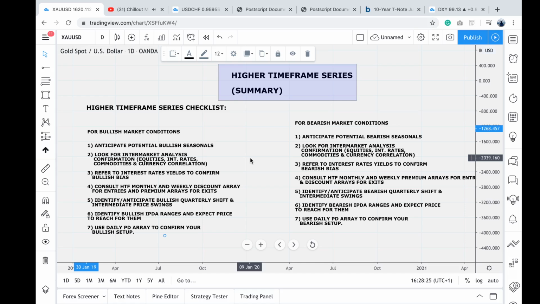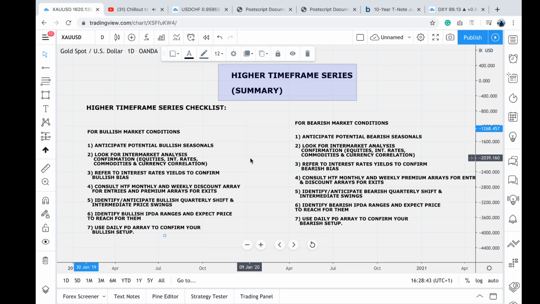So what you've got to ask yourself is this question: is there a quarterly shift in the marketplace where you can identify where the last low was made? What was the last long-term low made? What was the last intermediate-term low made?